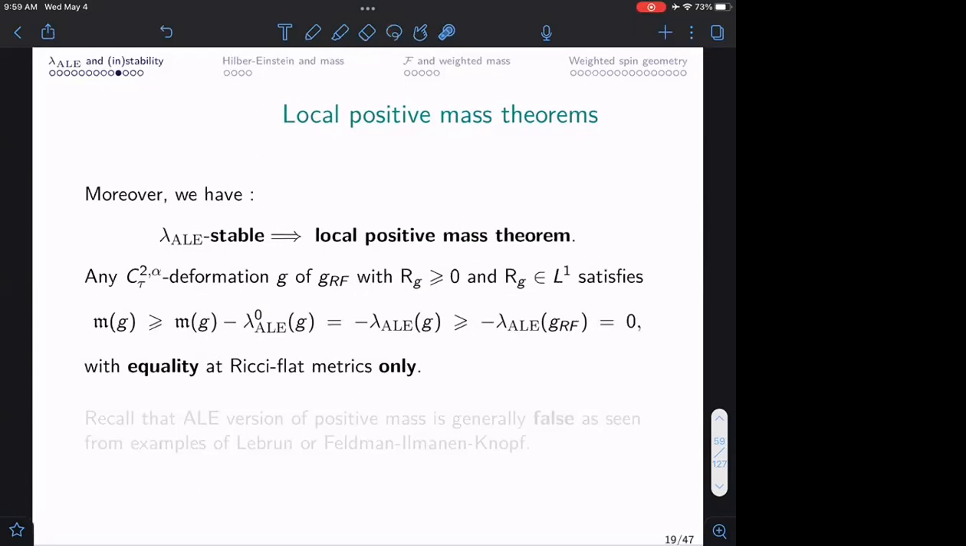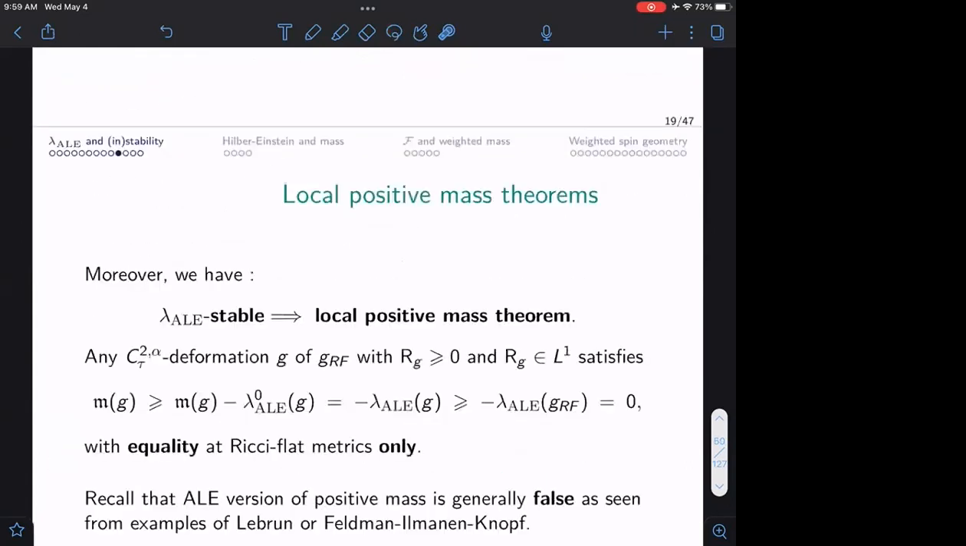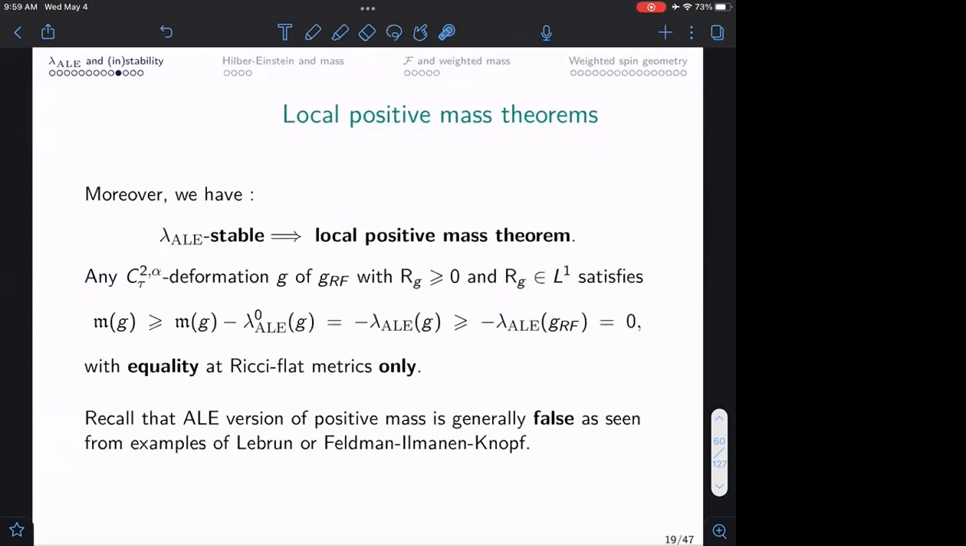Actually, that's not true in general. So recall that this is not an empty statement. In the asymptotically Euclidean setting, it's just a consequence of positive mass. But in the ALE setting, there are counterexamples to positive mass theorems. So LeBrun has scalar-flat metrics with negative mass, and Feldman, Ilmanen, and Knopf have metrics with positive scalar curvature and mass zero.